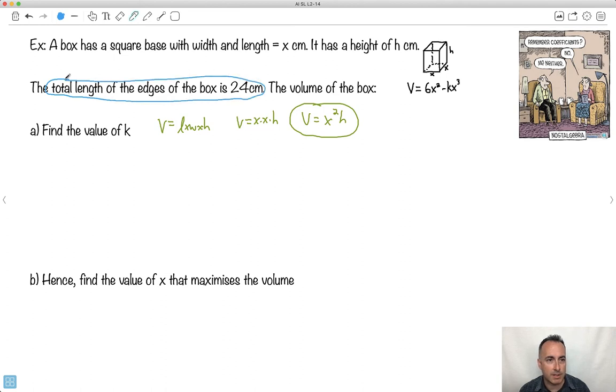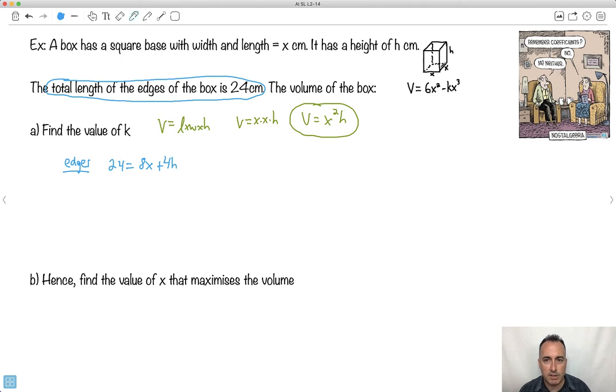What does that mean? Well, that means if we do the edges, 24 equals, let's see, how many edges are there? Well, there's an x, an x, and an x, and an x, and an x, x, x, x. Do you notice that? So it's like 8x. And how many h's do I have? I have 1, 2, 3, 4 h's.